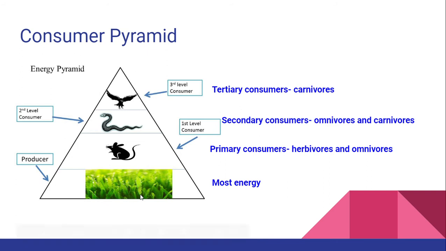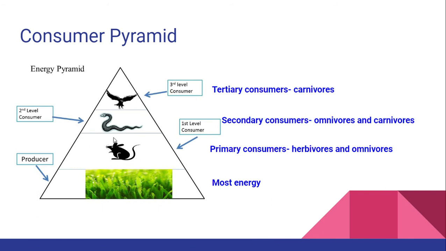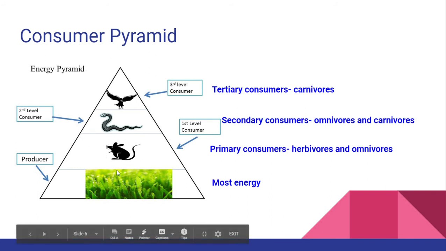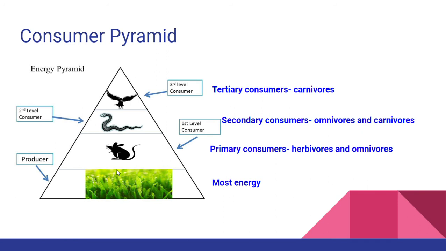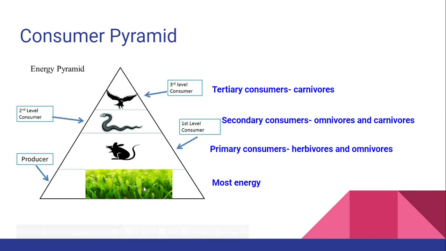When a first level consumer like a herbivore or omnivore eats the producers, some of the energy of the producers gets passed down to them when they eat the plants, but some of it gets lost to the environment. As they're eating the plants, they're losing some of the energy as they eat it. So the first level consumers still have a lot of energy, but a little bit less than the producers. So this is why this section is smaller than the producer section.